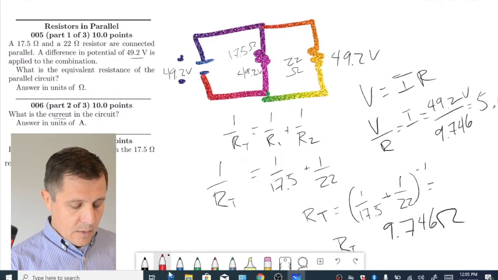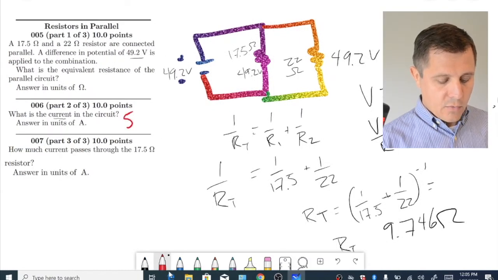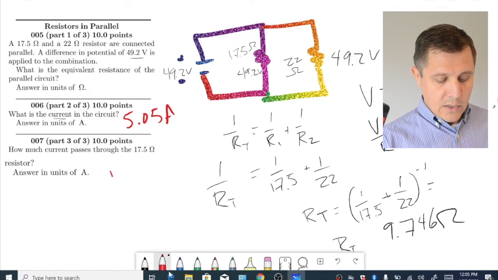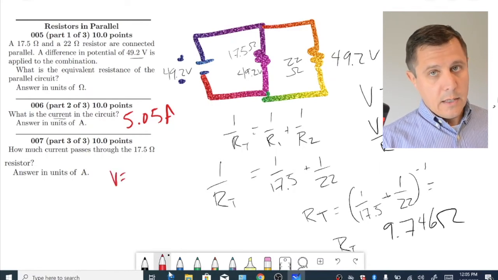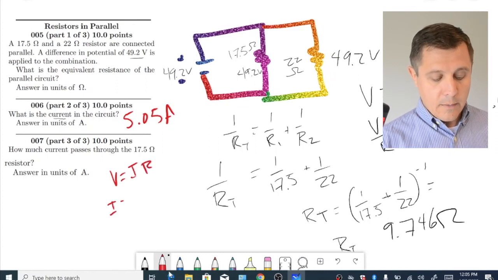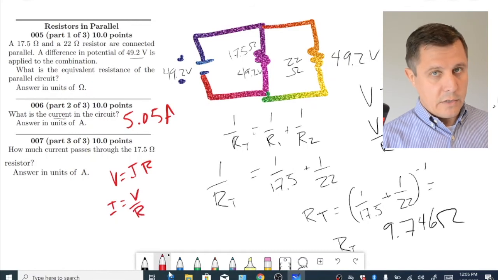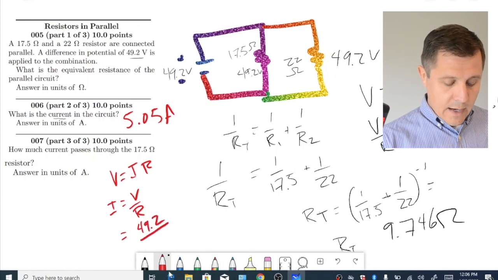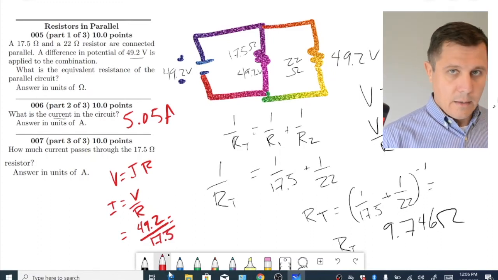Okay, question number 7. Now we want to know how much current is running through the 17.5 ohm resistor. Again, we can use Ohm's law for just an individual resistor. So V equals IR. We know the voltage for the individual resistor is still 49.2, and we know the resistance was 17.5. So all we have to do is divide it out: 49.2 divided by 17.5, and we'll get our current of 2 point something.